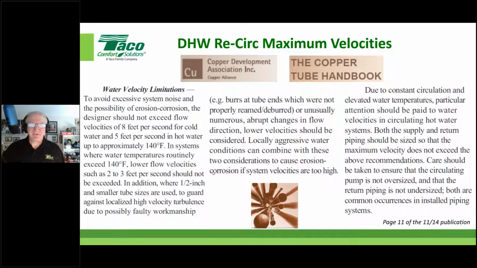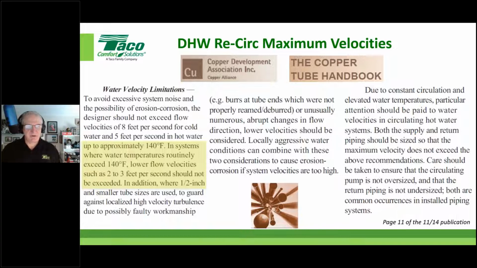This comes from the Copper Tube Handbook, published by the Copper Development Association, which is the guidebook for the copper industry. And they give us some information on water velocity limitations that we have to understand and respect. First, it says the designer should not exceed flow velocities of 8 feet per second for cold water and 5 feet per second for hot water, up to approximately 140 degrees.